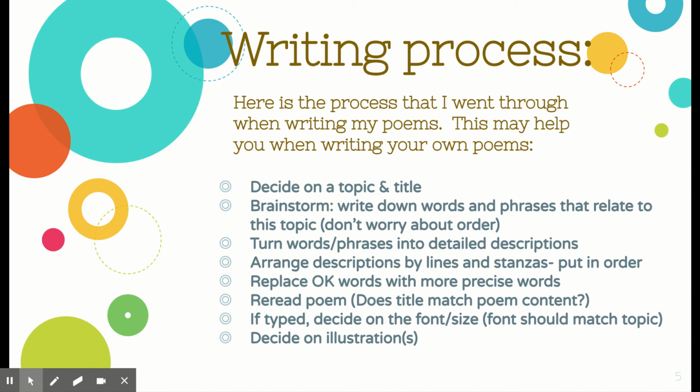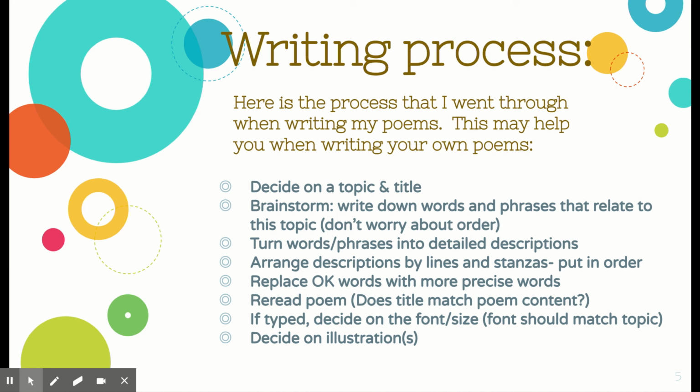So here's just some tips for the writing process. This might help you when writing your own poem. Okay, first you should decide on a topic and a title, because that's going to help give you some focus of what you're going to write about. Then you should brainstorm. Write down some words and phrases that relate to the topic. Okay, don't worry about it being perfect or in any order. Just brainstorm, write them all down, no matter how it looks on the paper. It's just kind of an outline.